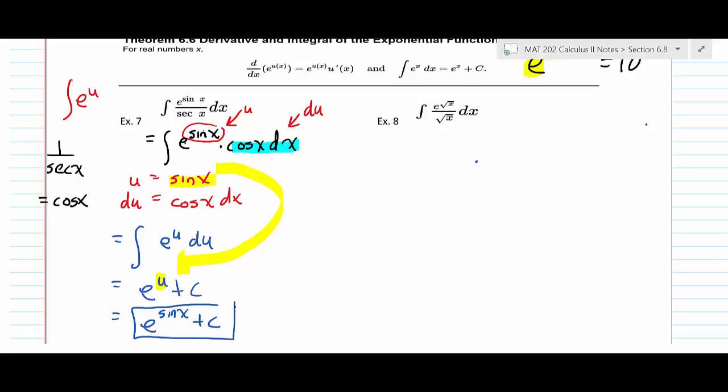Any question on that? Okay? So when you have trig functions, identities is what you use a lot of the time. Okay, so let's see what we do on this one. This is a very similar integral. It's got e to the x in it.